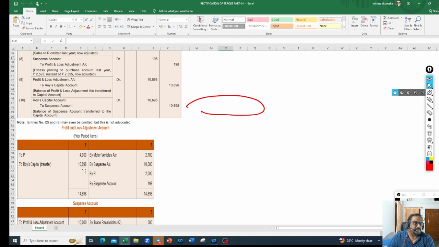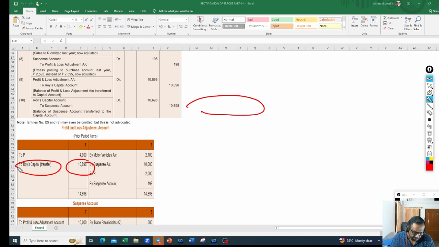This 10,898 has to be adjusted against the capital account of ROI. Why capital account of ROI has to be adjusted? This is prior period profit. Since it is prior period profit, that prior period profit has to be adjusted to capital account. That is the reason this has to be transferred to capital account.